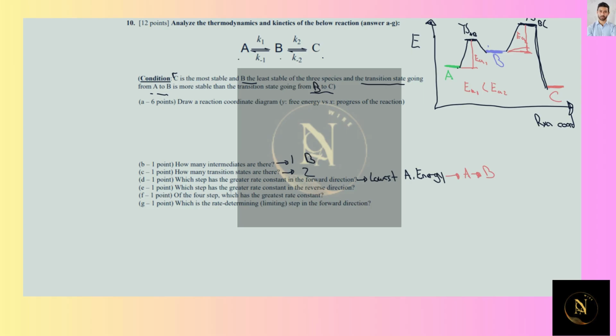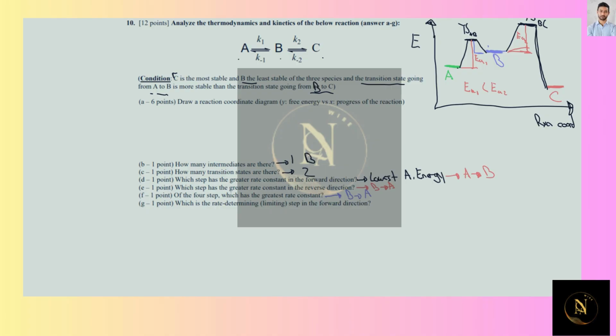Next up, which step has a greater rate constant in the reverse direction? In this case, it is not going to be ambiguous. We're going to get directly that the step from B to A is going to be the fastest in the reverse direction. As you can see from our diagram, in the reverse direction, the activation energy from B to A is going to be way smaller compared to the activation energies from A to B or from B to C. So the one that is going to have the greatest rate constant is the B to A step.